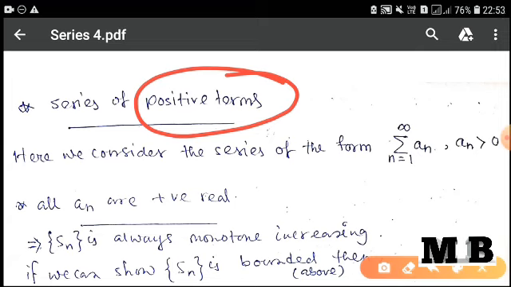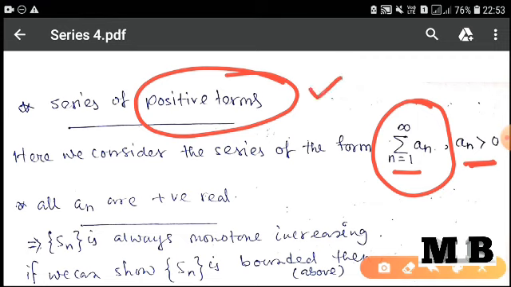So let's come back to the main part of this video. Basically we have a series like this, summation a_n, where n runs from 1 to infinity, and all of these a_n are greater than 0. In that case we have a series of positive terms.